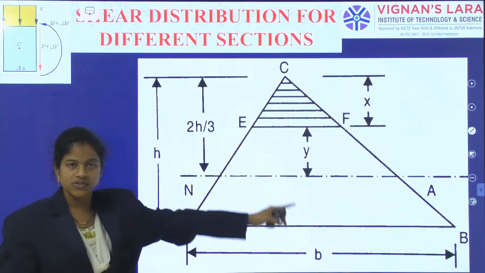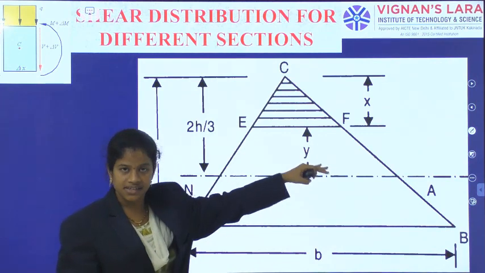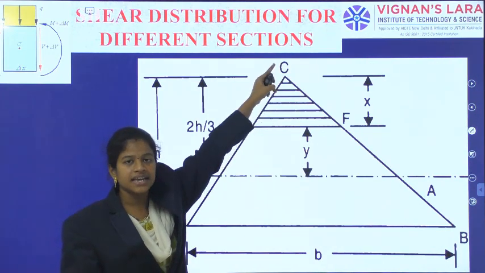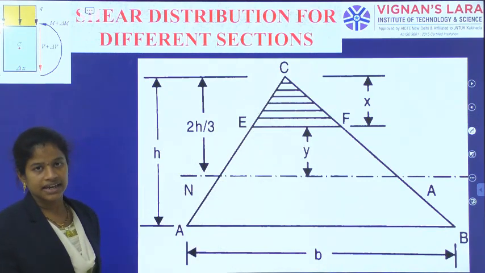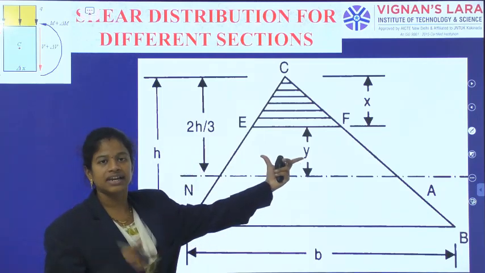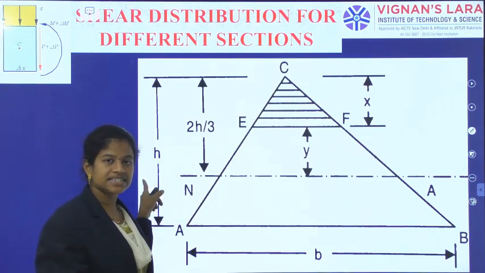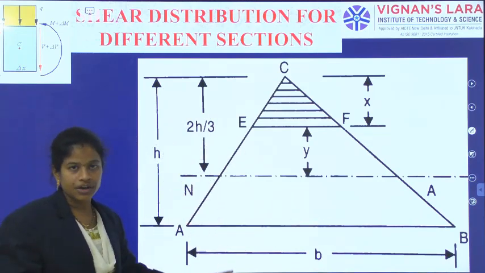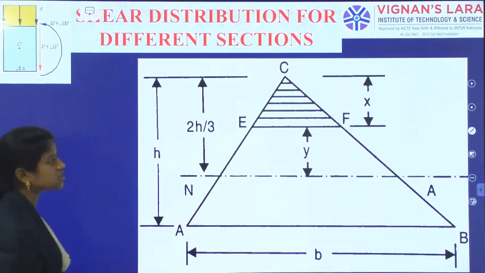Okay. So when you see the whole picture, at the level EF I am calculating the shear stress. EF is at a distance y from the neutral axis and at a distance x from the apex, the overall depth is h, and the base width is b. From these dimensions I have got the width at level EF as bx by h, and the neutral axis is at 2h by 3 from the top. When you see from the bottom, that is h by 3. Okay, these are the conditions we have.